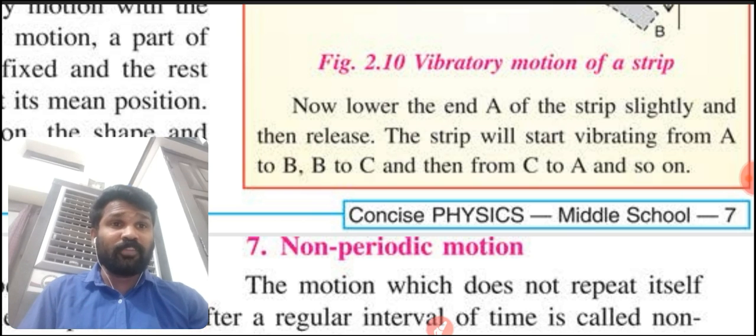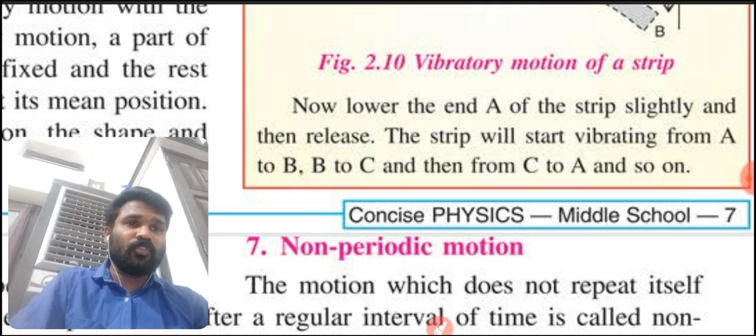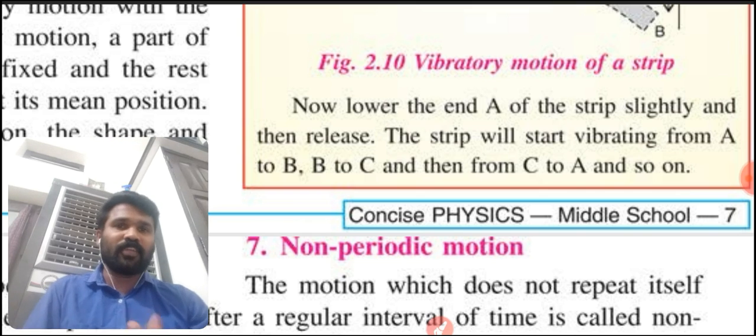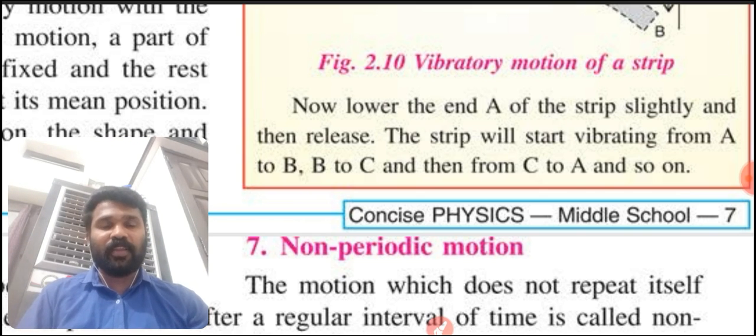The strip will start vibrating from A to B and B to C and then C to A and so on. It is a good example of vibratory motion.